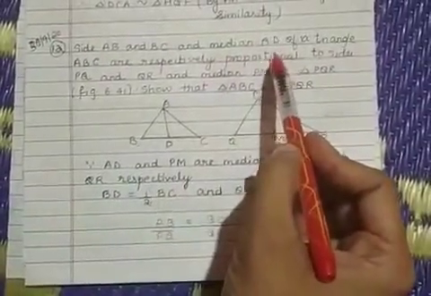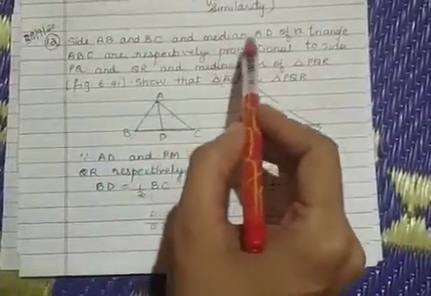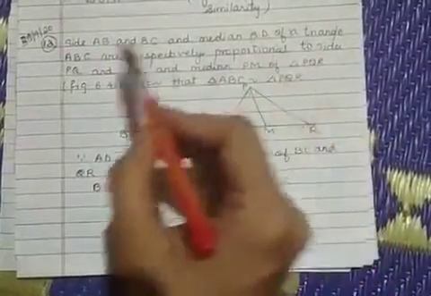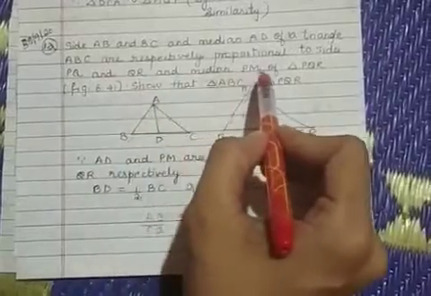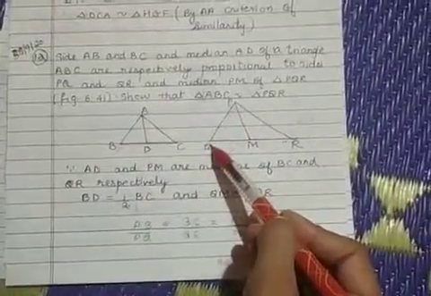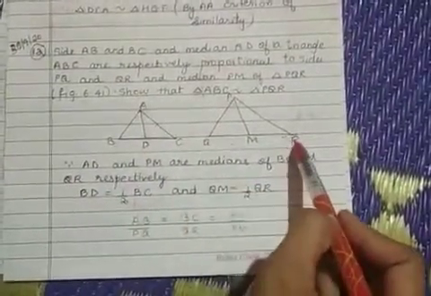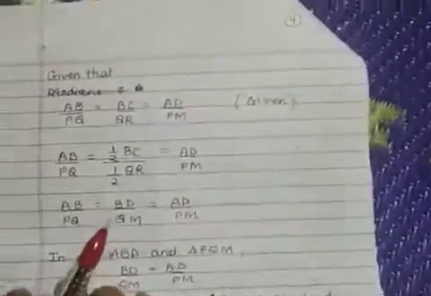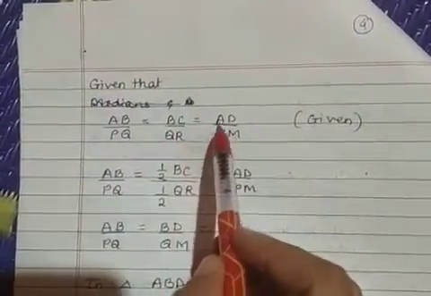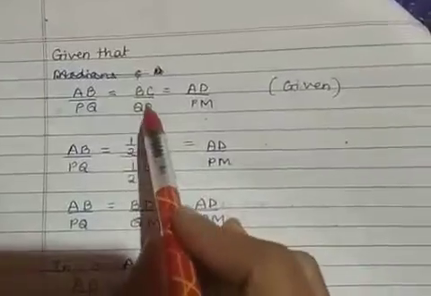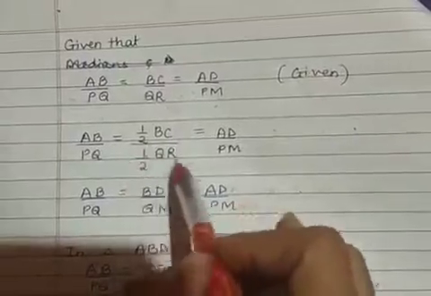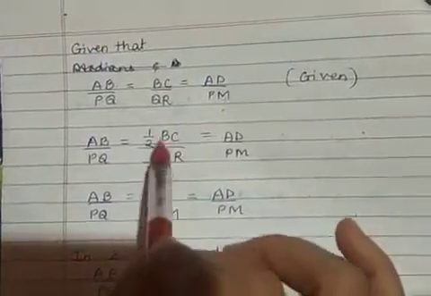Now it is said that the sides AB, BC and median AD of triangle ABC are respectively proportional to sides PQ, QR and median PM of triangle PQR. That means AB upon PQ is equal to BC upon QR is equal to AD upon PM. So what is given to us is AB upon PQ equal to BC upon QR equal to AD upon PM. Now if I divide the numerator and denominator of BC upon QR by half, the ratio will not change, right? So I can do that.